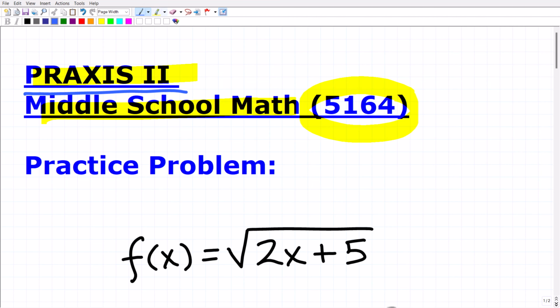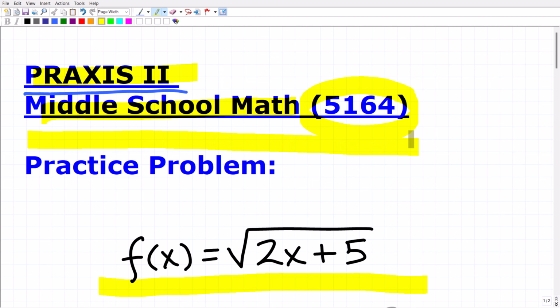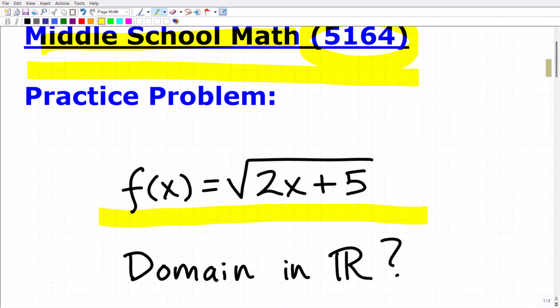So what I have for you here is a practice problem that should be pretty easy if you are prepared for the Praxis 5164 exam. All right, so here is the problem. We have a function and it's the square root of 2x plus 5. So we have f of x is equal to the square root of 2x plus 5. And what we want to do here is find the domain under the set of real numbers. Now, if you think you know the answer, go ahead and put that into the comment section. I'm going to show you the complete solution in just 1 second.